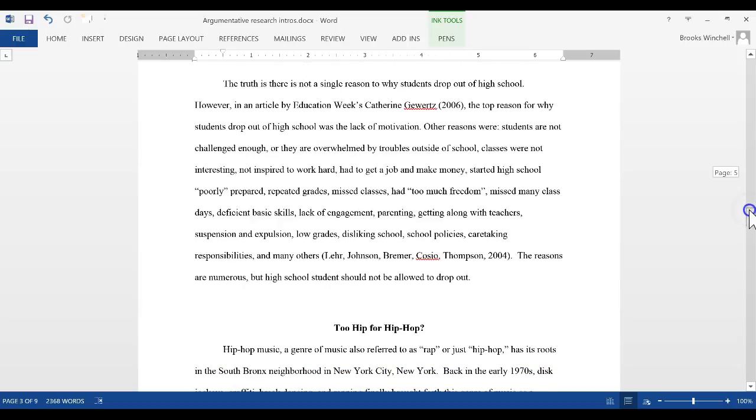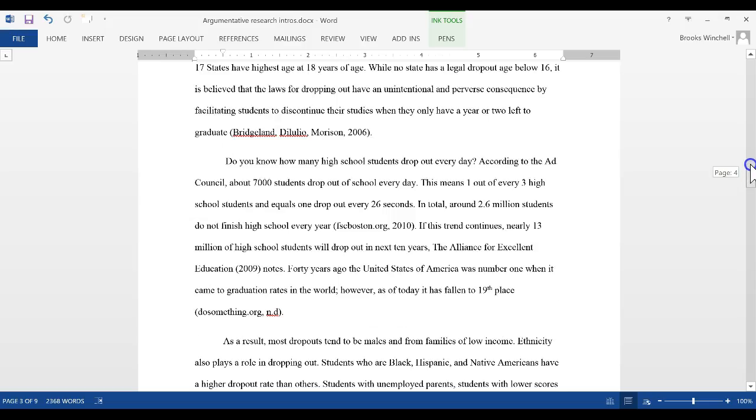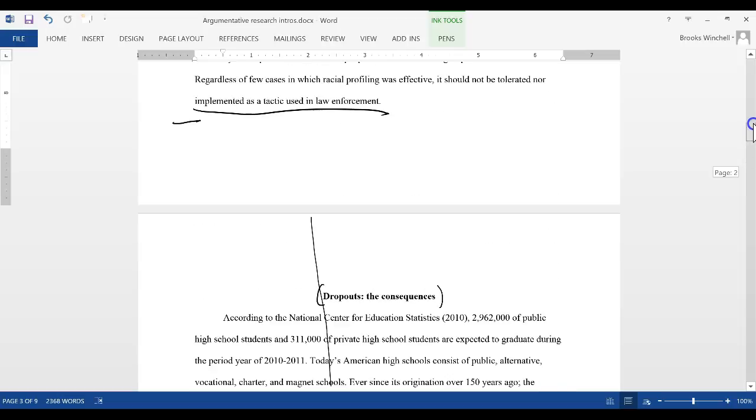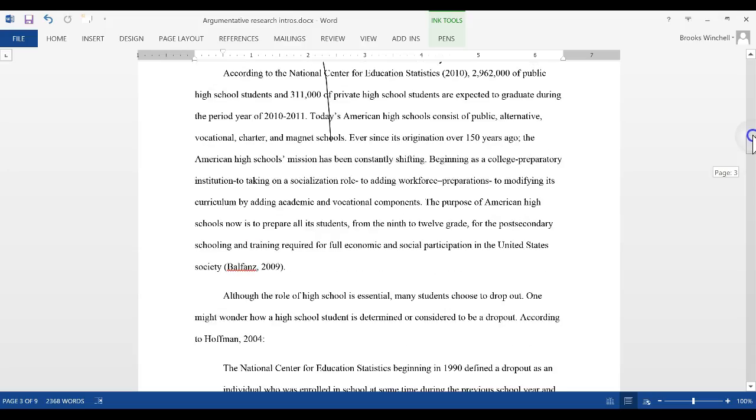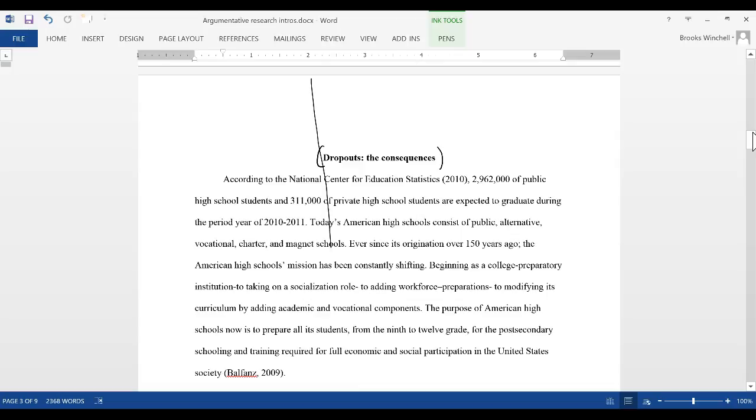If we just sort of scan down, we can see that this one is about 3 pages in here, which is pretty long for an introduction. But for a paper that's 20 pages, it's a good length. Let's just read it, because I think this is a good example of a paper that uses the steps very well of the argumentative research introduction.